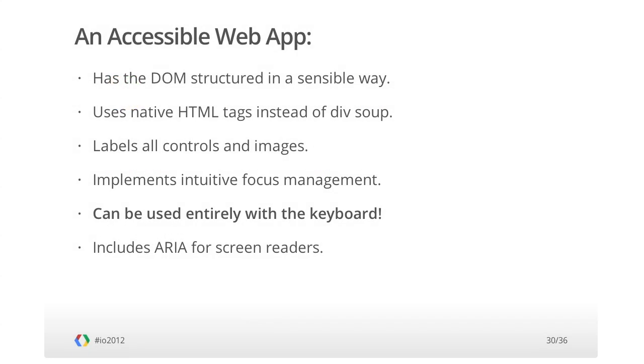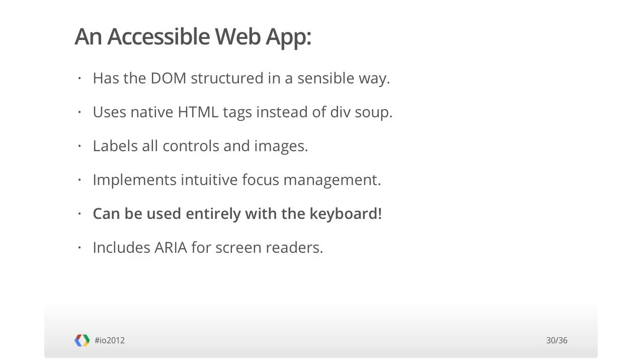Let's go over how we got here. First, you want to make sure that you're structuring your DOM in a sensible way. It's true for all web apps, and it's also true for custom controls themselves. You also want to make sure that you're using native HTML tags wherever possible to save yourself extra work later. You also want to make sure your controls and images are labeled. You want to make sure you have intuitive focus management, that you're guiding the user around the page by moving focus proactively.